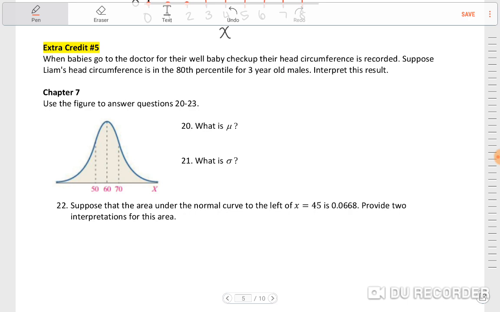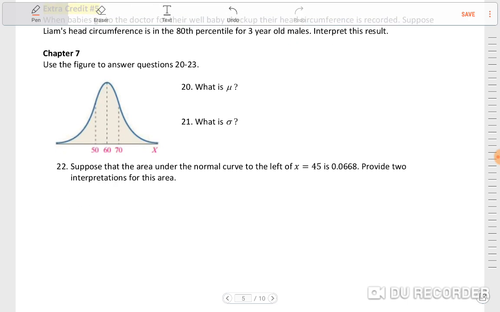Okay, chapter 7. Use the figure to answer questions 20 to 23. What is mu? Okay, this is a very easy question. Remember, mu is always in the middle, your mean. So right here, this is all I'm looking for. And yes, you will have one like this on your test. I made it worth 2 points. So that's an easy 2 points. Standard deviation. Okay, well, how far is it from 60 to 70? That's a plus 10. So your standard deviation is 10. That's another 2 points. Easy.